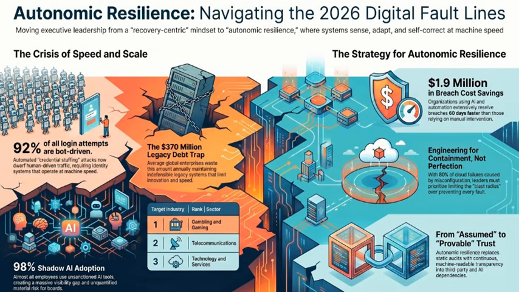If we connect this to the bigger picture, organizations are trapped in a vicious, self-perpetuating cycle that the report refers to as the innovation scarcity cycle. Walk us through the mechanics of that cycle. How does a company actually get trapped?